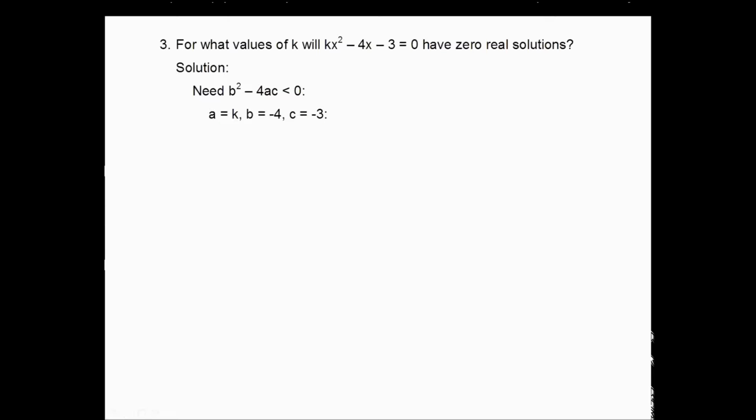Plug them in, I get negative 4 squared minus 4 times k times negative 3 is less than 0. So let's see, 16, minus 4 times minus 3 is 12. So 16 plus 12k less than 0. Subtract 16. 12k is less than negative 16. Okay, I'm dividing by positive 12, so I'm dividing by a positive number. Don't reverse the inequality. So I get k is less than negative 16 over 12. Okay, that'll reduce. k is less than negative 4/3. So again, notice you get a bunch of values for k.